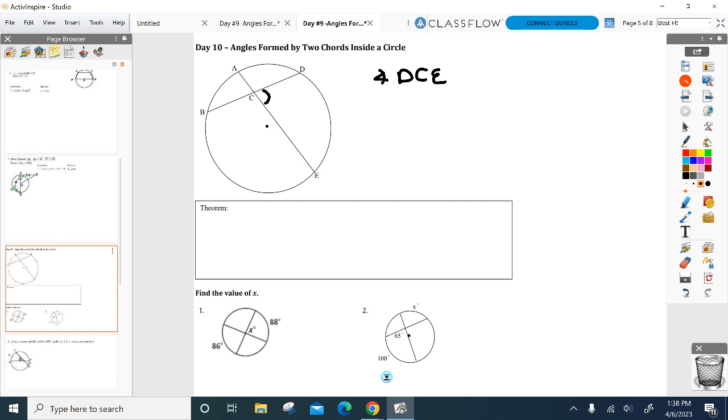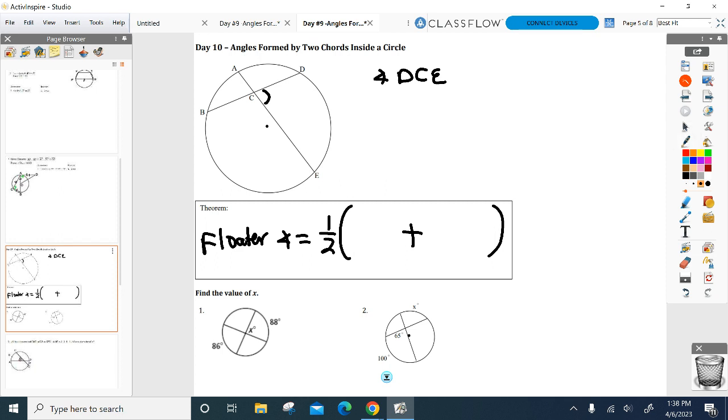I'm just picking DCE. I'm not going to have a proof for you. We're just going to get right down to it. How do you find a floater angle? It's a little bit more involved than inscribed and central were. To find a floater, you do take one half of something. Ooh, but the thing you take one half of is 2 arcs added together. I'm going to add 2 arcs together and take half of it.